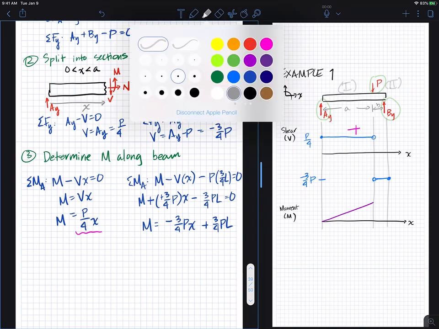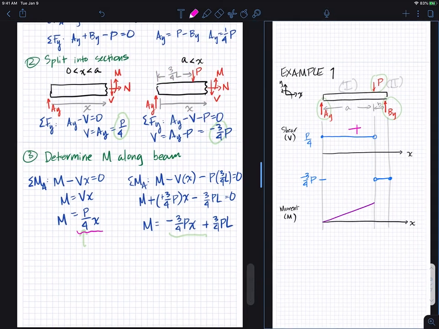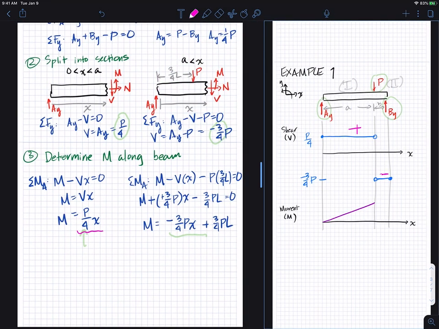So hopefully the trend is starting to emerge for you, that when the shear is positive, we have a positive moment, and when the shear is negative, we have a negative decreasing moment. Again, always a function of X in these examples. Right? So we have that positive, negative, negative on this side. So we know this is going to be, for the moment, some decreasing slope, like so.